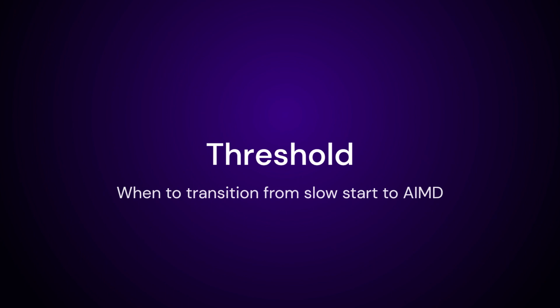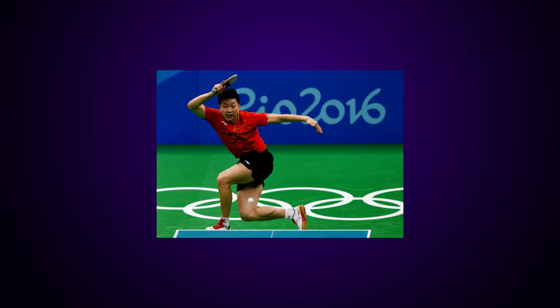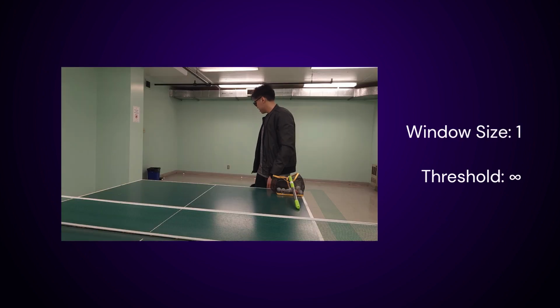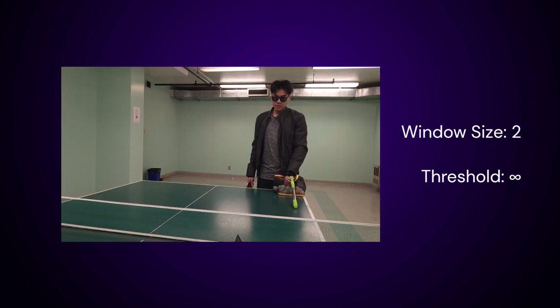Again, let's revisit the table tennis analogy. Here the coach sends one ball, meaning the window size is 1. Initially the threshold is infinity. The true threshold will be discovered later. The coach will keep doubling the amount of balls he sends at once.